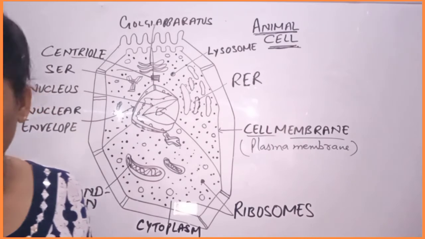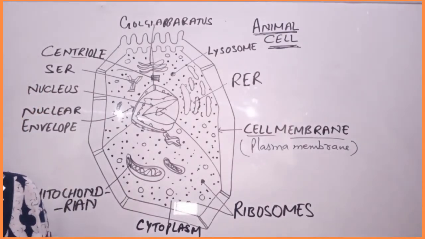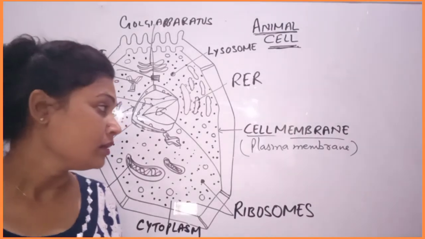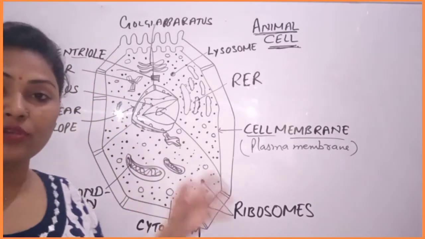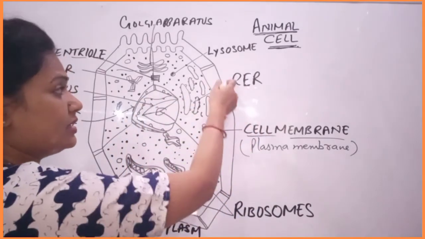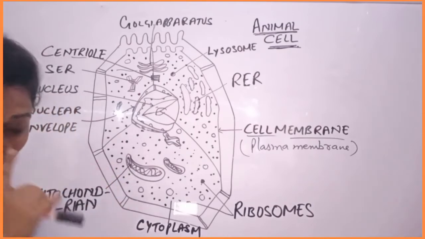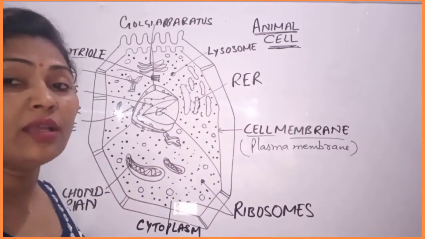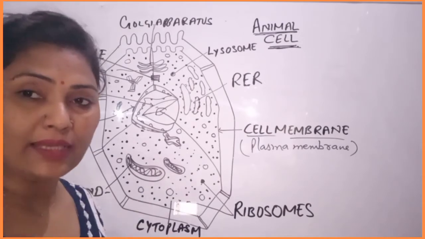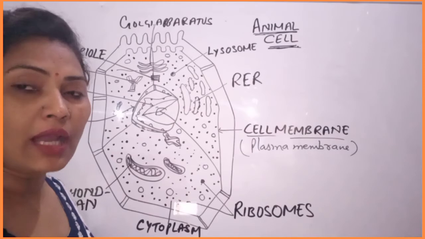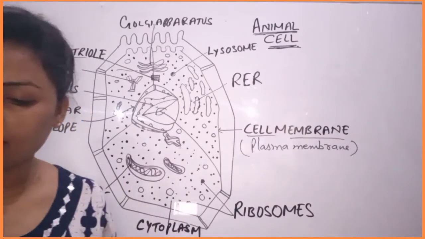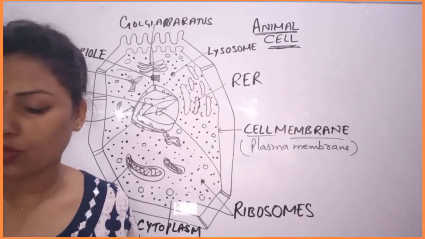So these are the differences between the plant cell and animal cell. You can draw the diagram and learn the different organelles which are present in the animal cell and which are not present in the animal cell. Like centriole is present in the animal cell, but plastids and cell wall are absent in the animal cell. So you can revise this diagram.